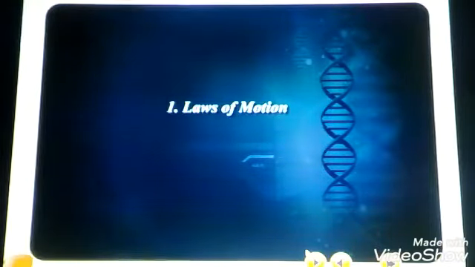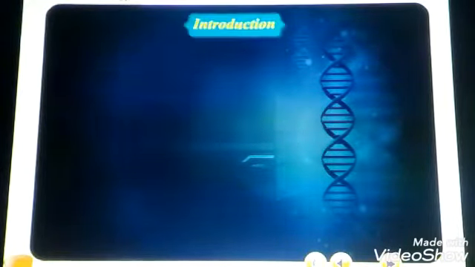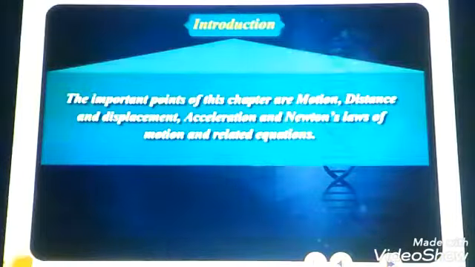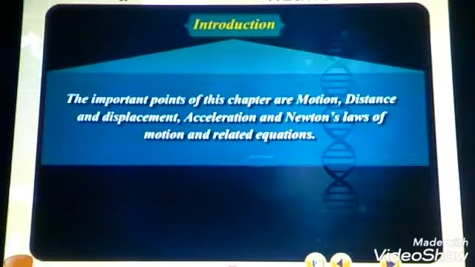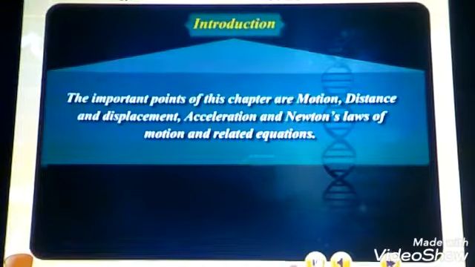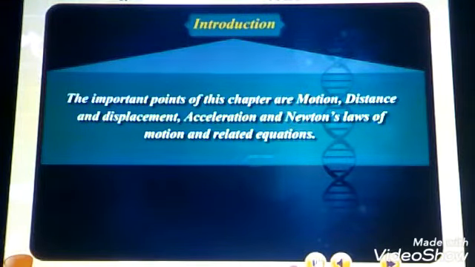Today we are going to study the 9th standard science, first chapter, laws of motion. Introduction. The important points of this chapter are motion, distance and displacement, acceleration, and Newton's laws of motion and related equations. Explanation.